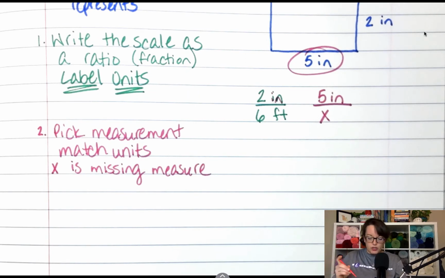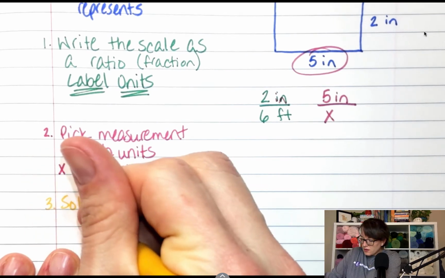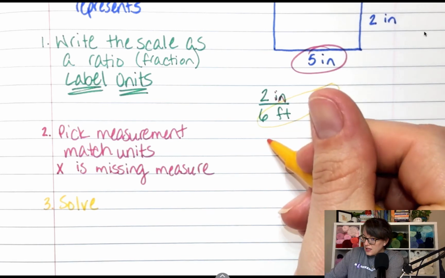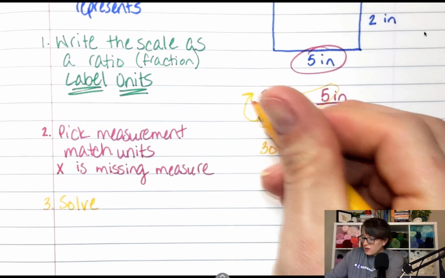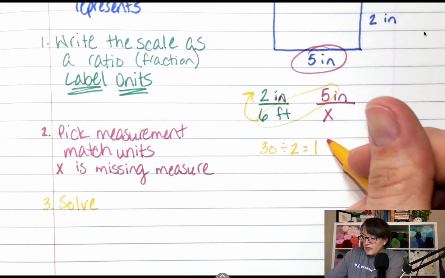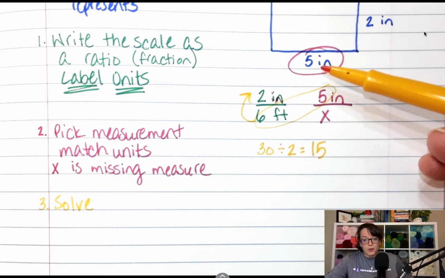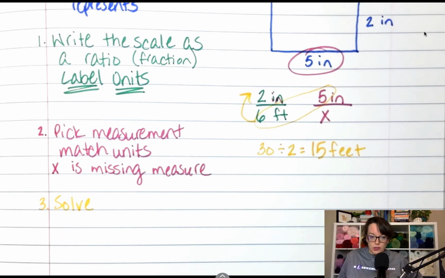Next up, we have a proportion. What do we do with proportions? Cross multiply and divide. So step 3, I'm going to solve my proportion. 5 times 6 is 30, and then divided by 2 is 15. Now, that means that 5 inches on paper represents 15 feet in the real world.